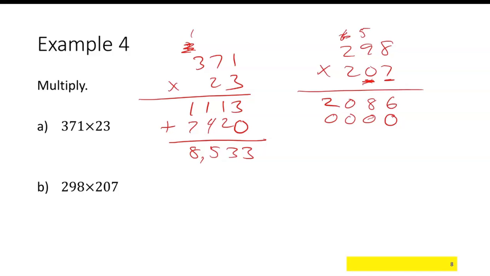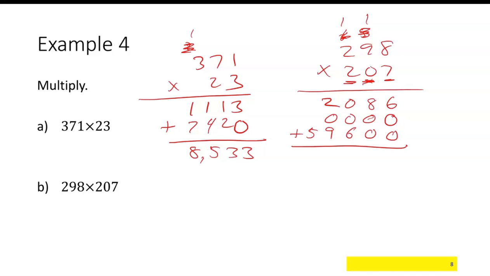The last part is the 200. So since it's 200, I'm going to automatically put a couple zeros there. And then I'll start off: 2 times 8 is 16. 2 times 9 is 18, plus 1 more is 19. And then 2 times 2 is 4, plus 1 more is 5.